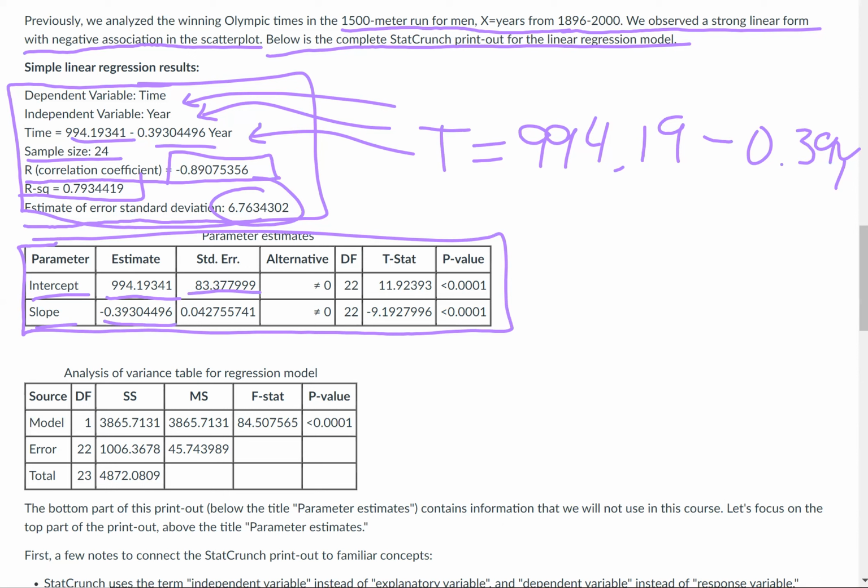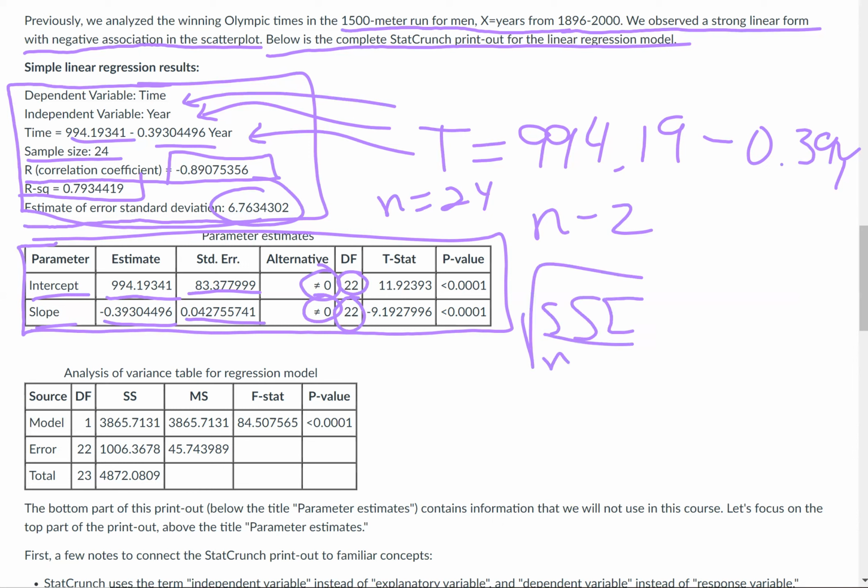Standard error for the intercept, standard error for the slope, the alternative, and the null: equal to 0, not equal to 0. Degrees of freedom is 22 because we're looking at n minus 2, and they said n was 24. That's in the denominator of that formula above, the square root of blah, blah, blah over n minus 2. The t-statistic is here, and the main thing that matters is the p-value. Both p-values for the intercept and the slope are less than 0.0001, so it's so close to 0.